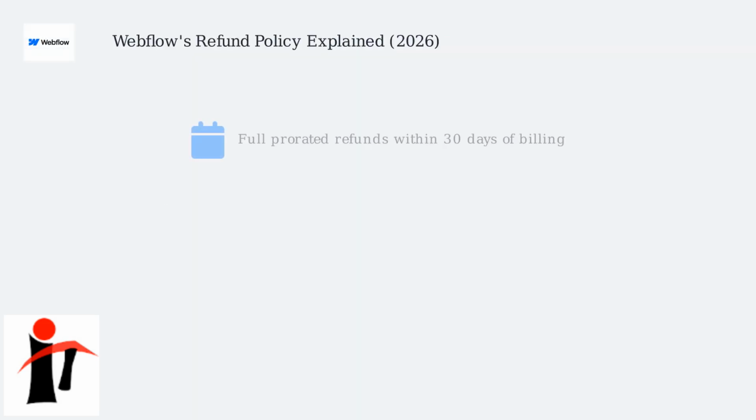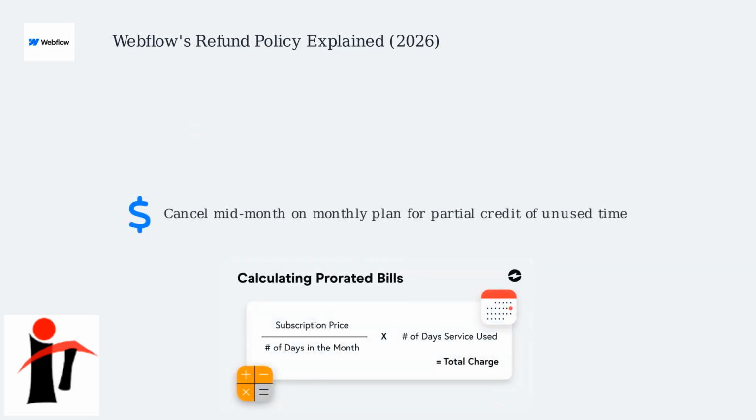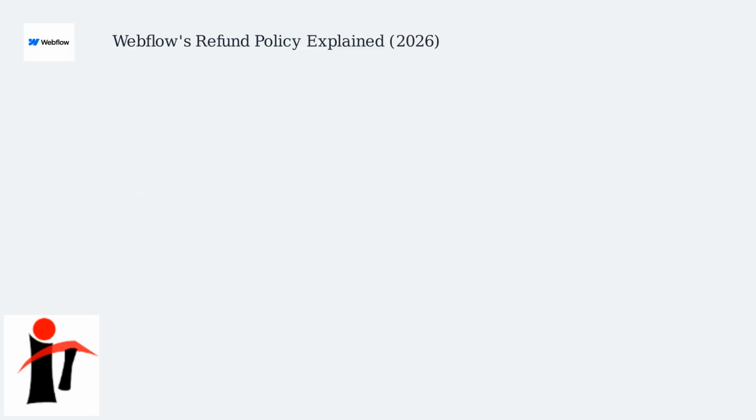Webflow now offers full prorated refunds within 30 days of billing. If you cancel mid-month on a monthly plan, you'll receive a partial credit to your original payment method for the unused time. This applies to most plans, but clarify with Webflow support for enterprise-level accounts. Refunds typically process within 5 days, and Webflow has a 95% approval rate for qualifying requests. Note this policy clarification came about in 2025 due to a user controversy.